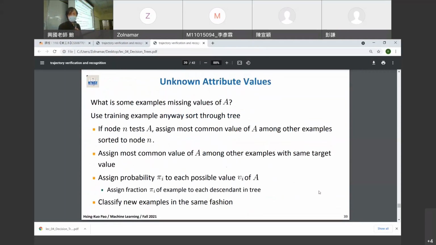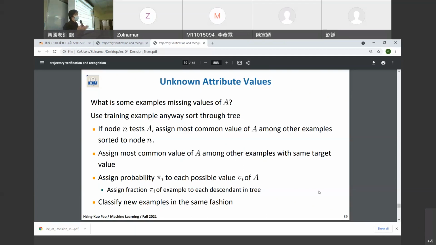Unknown value, meaning what? Meaning missing value. How to deal with missing value? It depends on whether it is missing in the training set or missing in the test set. If we talk about missing in the test set, then it could be that we never use this attribute, and that will be fine, because we go from the root down to the bottom. Maybe we didn't try this attribute, so that's fine. How about if we try the value? Then what?